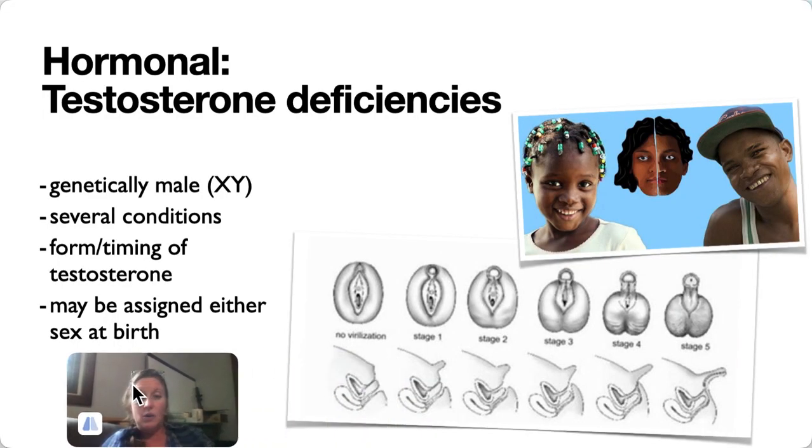Now, there's another category of hormonal differences which involve deficiencies in testosterone. I'm actually grouping a number of these together. Some of these are that there's just less testosterone being produced, and some of them it's about the testosterone being converted to the active form. These individuals are born genetically male, but depending on when and how much of the testosterone shows up, they can be assigned either sex at birth.